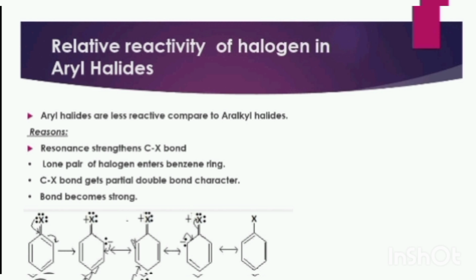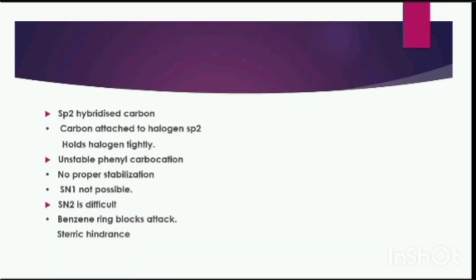Next, relative reactivity of halogen in aryl halides. Aryl halides are less reactive compared to alkyl halides because resonance strengthens the carbon halogen bond. Lone pair of halogen enters benzene ring. Carbon halogen bond gets partial double bond character. Bond becomes strong. sp2 hybridized carbon: carbon attached to halogen holds halogen tightly. Unstable phenyl carbocation, no resonance stabilization. SN1 not possible. SN2 is difficult. Benzene ring blocks attack. Steric hindrance.